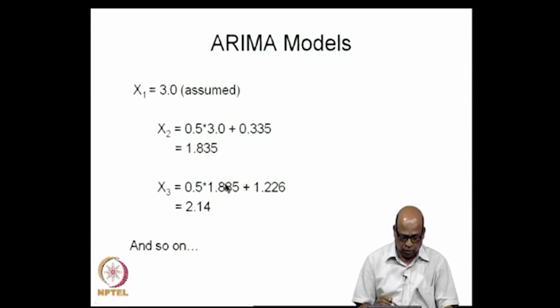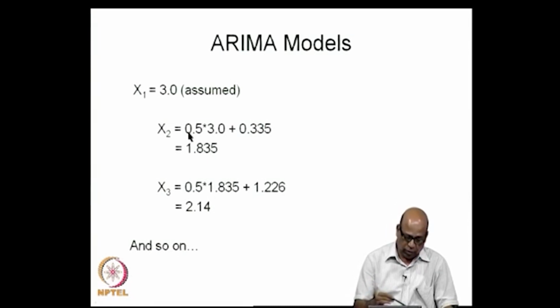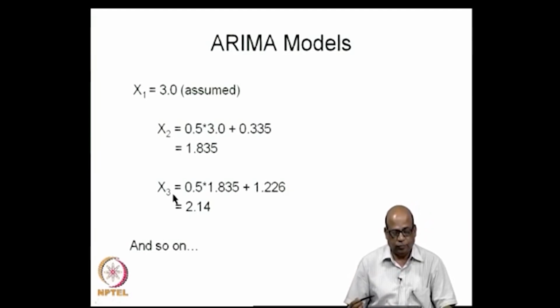Then I will use this 1.835 in the generation of the next value. Phi remains the same, x 2 now when I am generating x 3, and then I put another E t value from the same sequence of random numbers. I get 2.14, this 2.14 I use to generate x 4 and so on. So, this is how we use the AR1 model to generate the particular variable values. X 1 we assumed, and x 2, x 3 etcetera are generated.